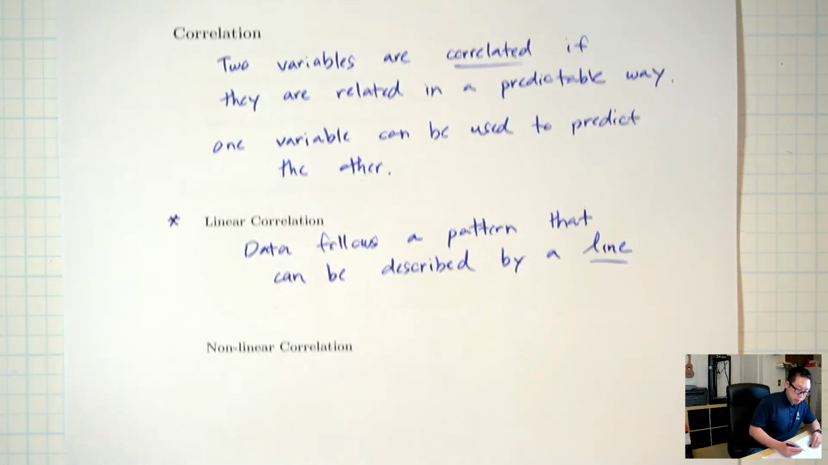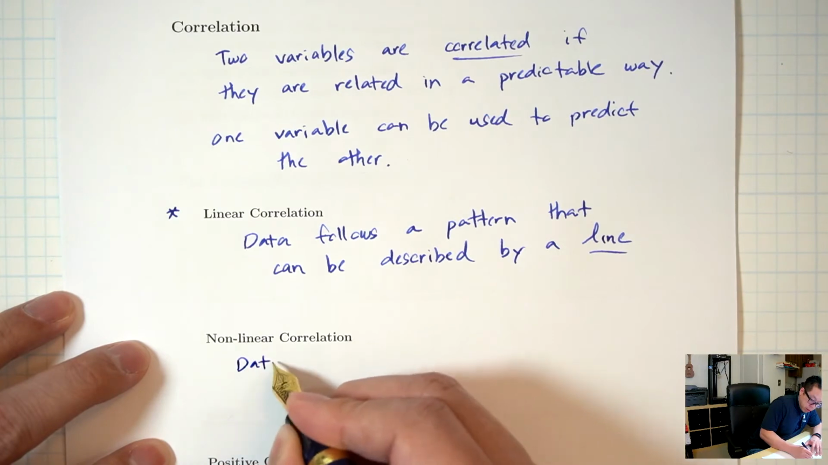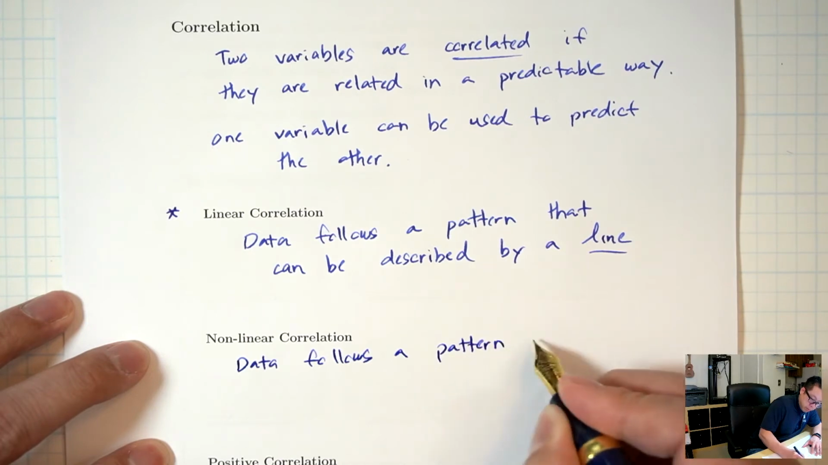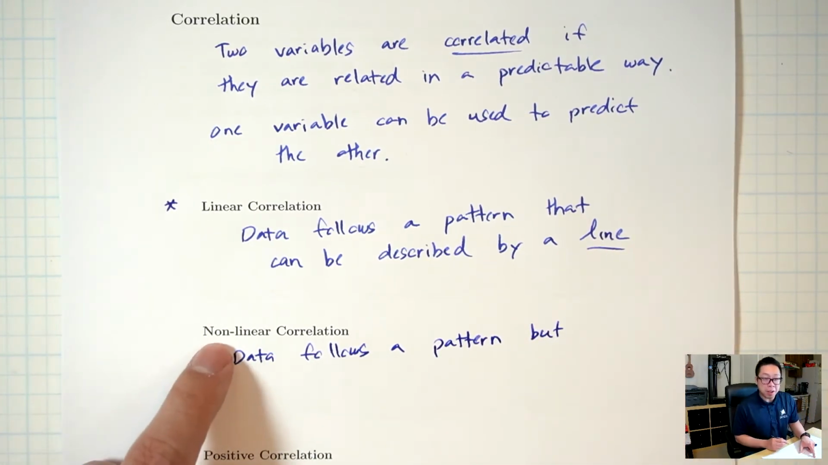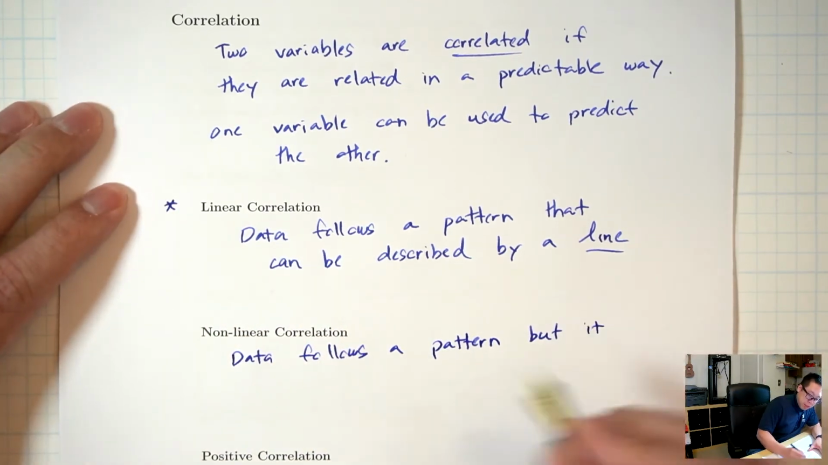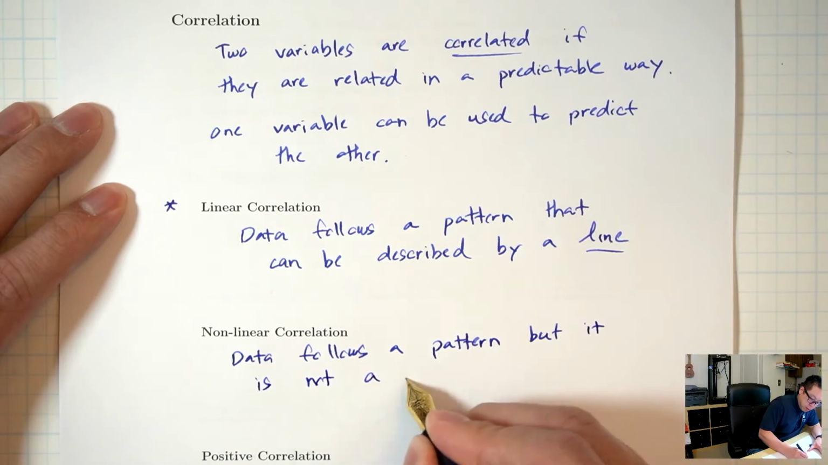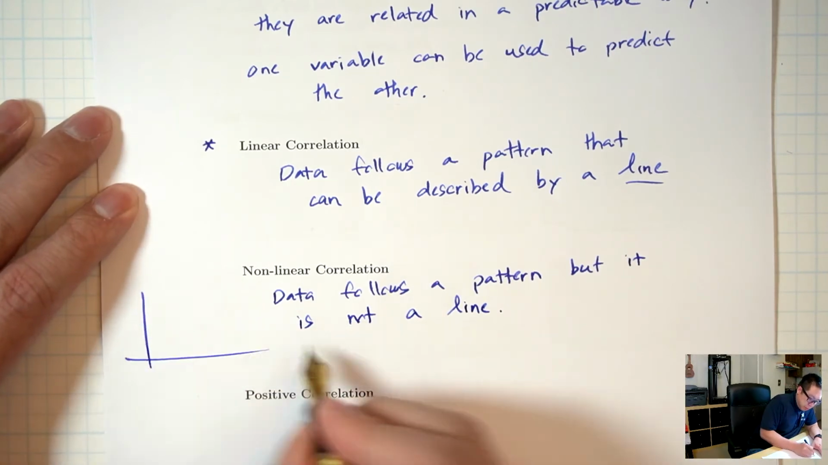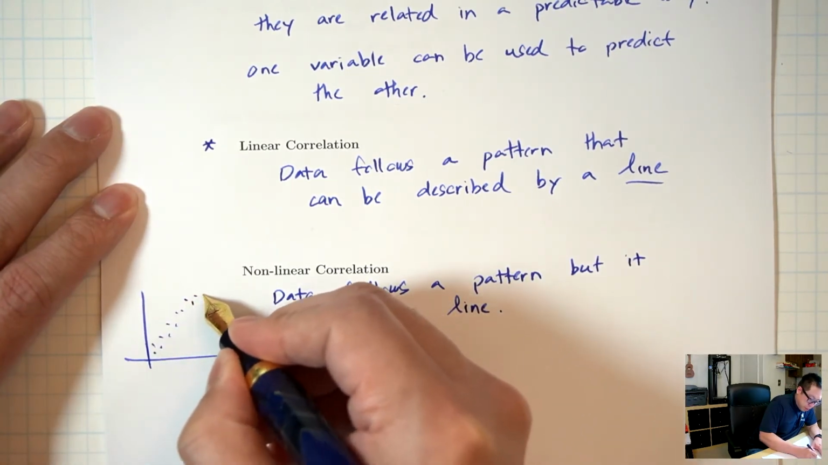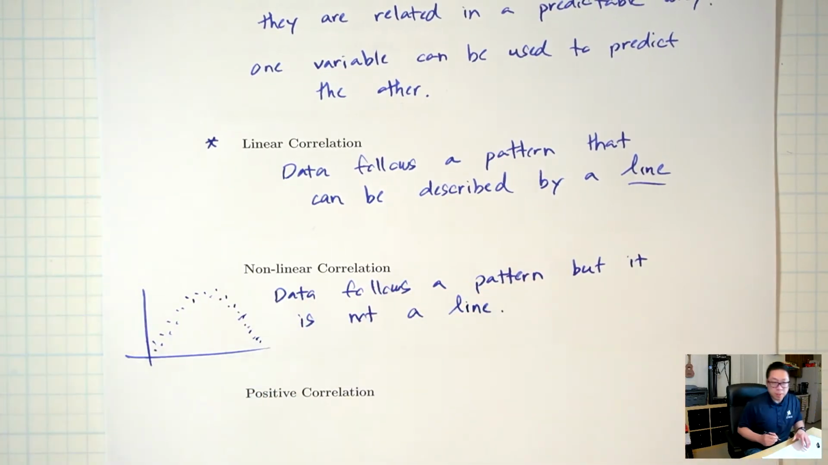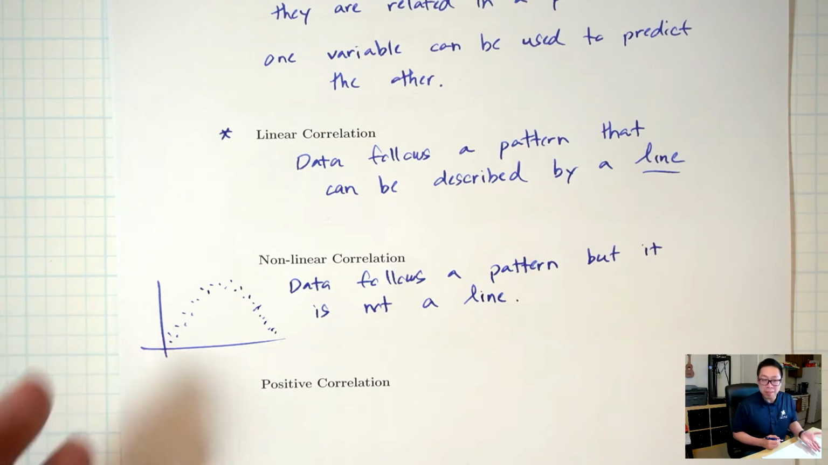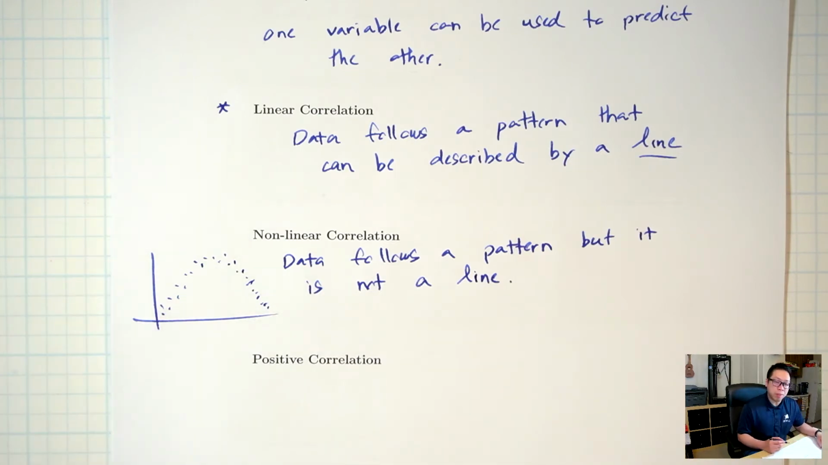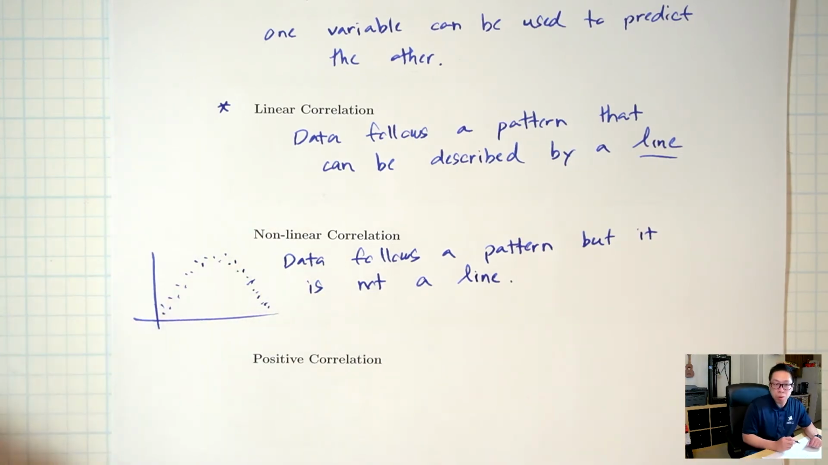In a nonlinear correlation, the data follows a pattern, but it's nonlinear, so it's not a line. Let me show you an example of a nonlinear correlation. Okay, the data follows a pattern, but that's not a line. For those of you who remember from algebra, that's a parabola, which is the graph of a quadratic equation. So this would be called a quadratic correlation.